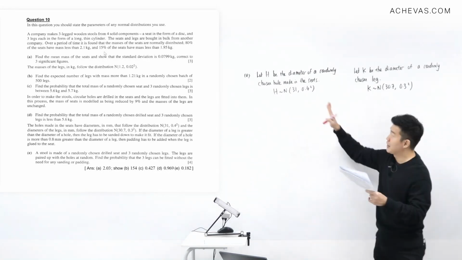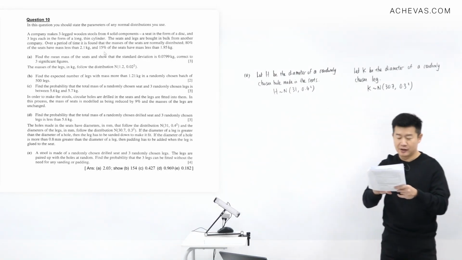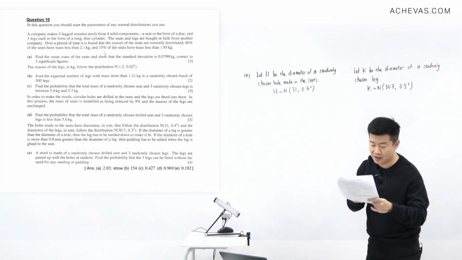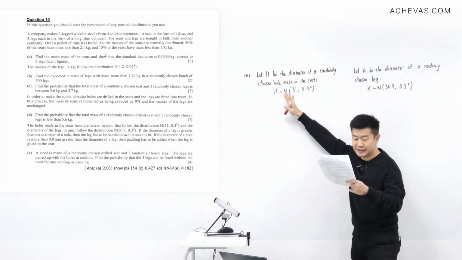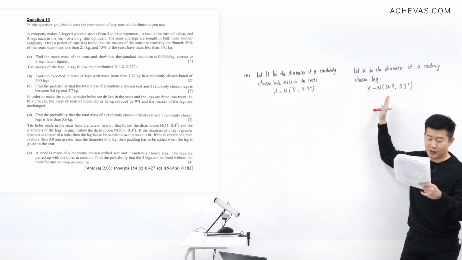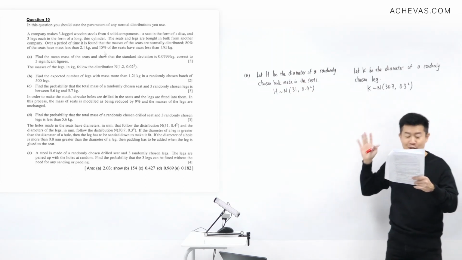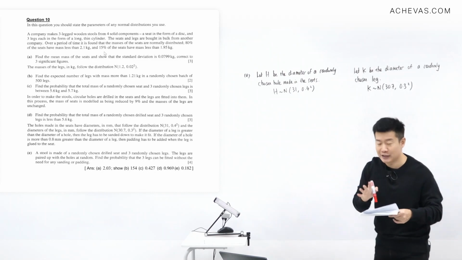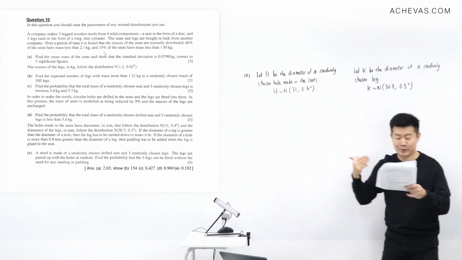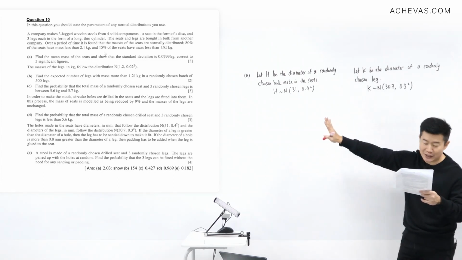In part E, I've already defined the random variable that is meant for the diameter of a randomly chosen hole that is in the seat, and also the diameter for a randomly chosen leg. The information that is given is quite a lot, and it is potentially confusing. Please make sure that you read it carefully.